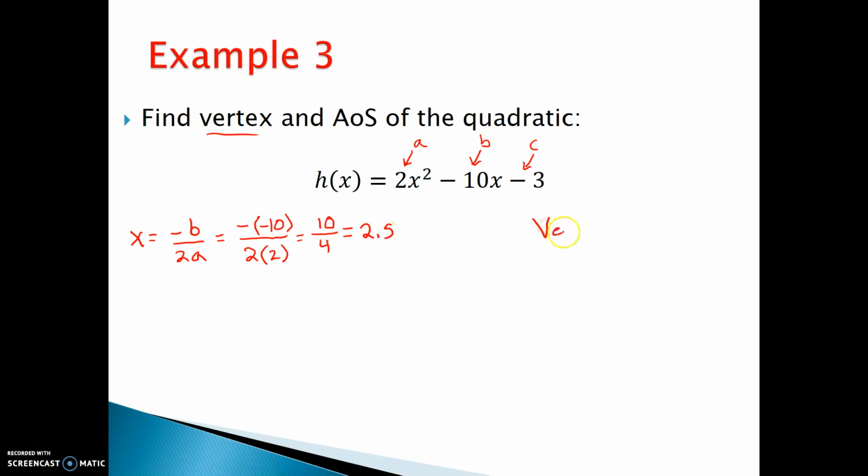So when you guys are working this out, don't panic. Get a decimal calculator if you like. My vertex is going to be sitting at 2.5 comma something. All right, and what I'm going to do right now is work it out. Plug in.